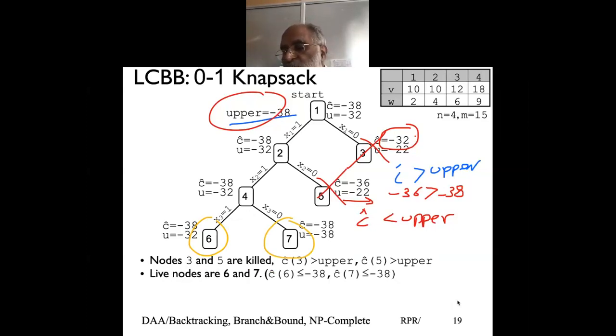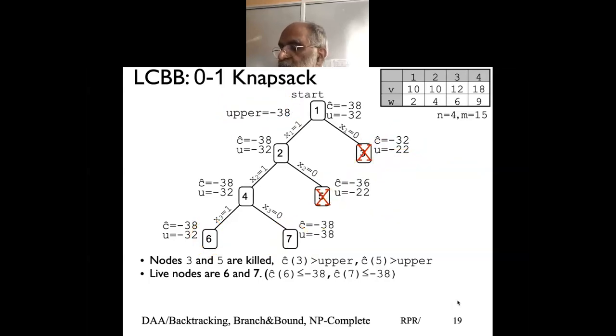So we kill this node because by using this path, node 3, I'll reach minus 32. Using this, I'll reach minus 36, but I already got an upper limit of minus 38. So those are not going to give minimum cost and I can kill them. Now both 6 and 7 can give me minus 38. I can take either one of those and proceed from there. So we kill both of these nodes and explore 6 and 7.